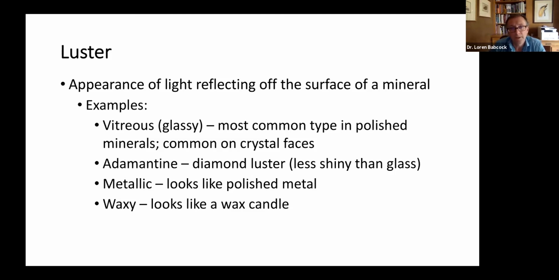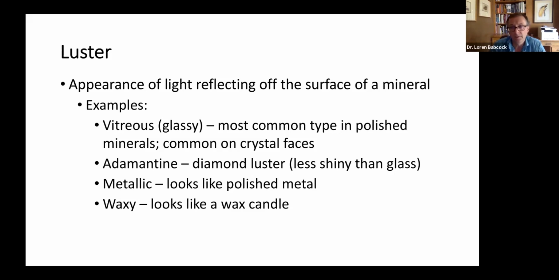Some classic examples of luster are what we refer to as vitreous luster or glassy luster, and you can think of this as what glass looks like. I think everyone knows what the appearance of light is when it reflects off of the surface of polished glass. That's what we refer to as glassy or vitreous luster.